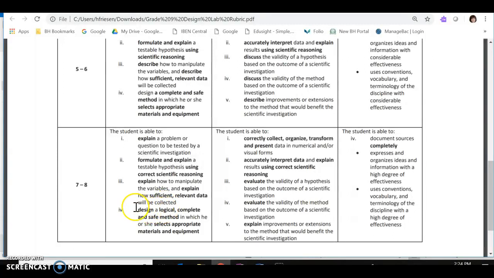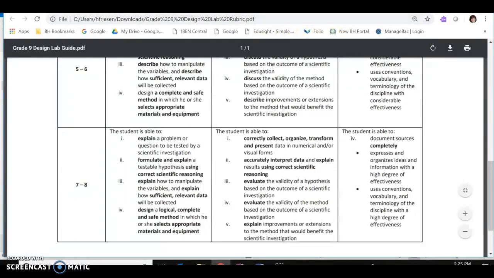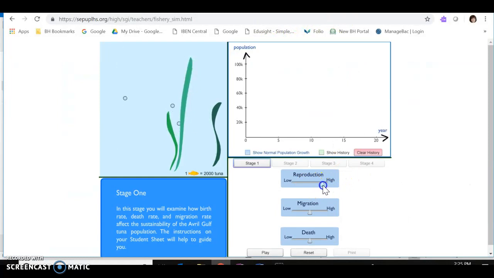You also want to design a logical, complete method and discuss every single piece of the equipment in terms of how you're working with the simulation. So the simulation is not real, so don't describe it in terms of it being real. It is a simulation, but you do need to describe how to manipulate the aspects on screen. So if you are manipulating the reproduction rates, you can describe how to manipulate the slider as an example.